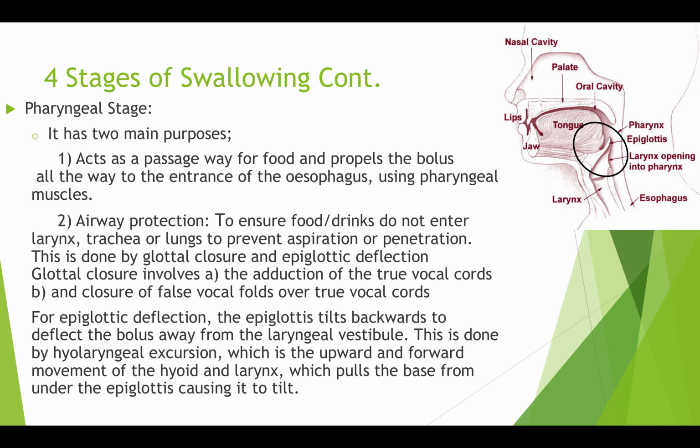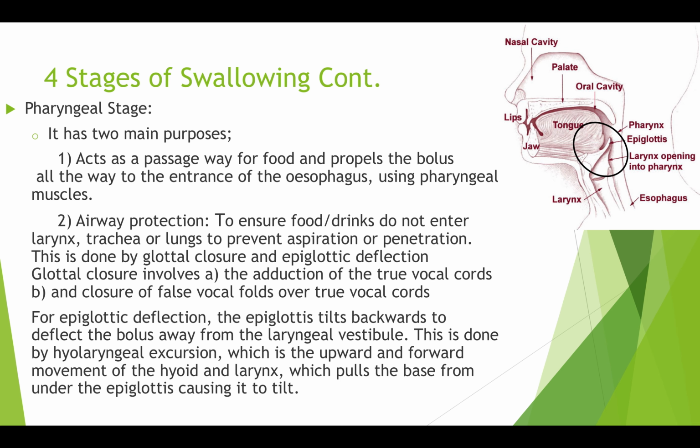The pharyngeal stage has two main purposes. One is it acts as a passageway for food, which propels the bolus all the way to the entrance of the esophagus using pharyngeal muscles. The second is airway protection. This ensures food and drinks do not enter the larynx, trachea, or lungs and prevents aspiration or penetration. This is done through the process of glottal closure and epiglottic deflection.